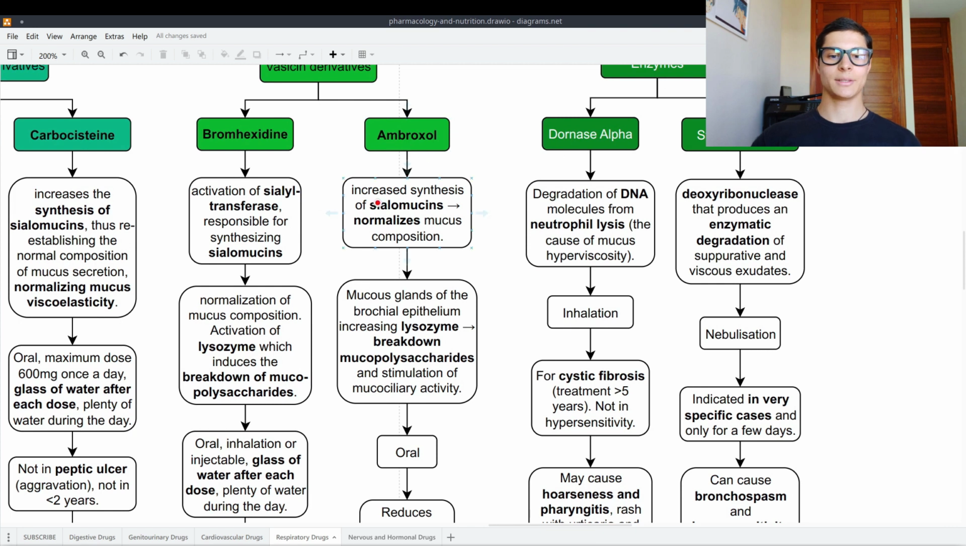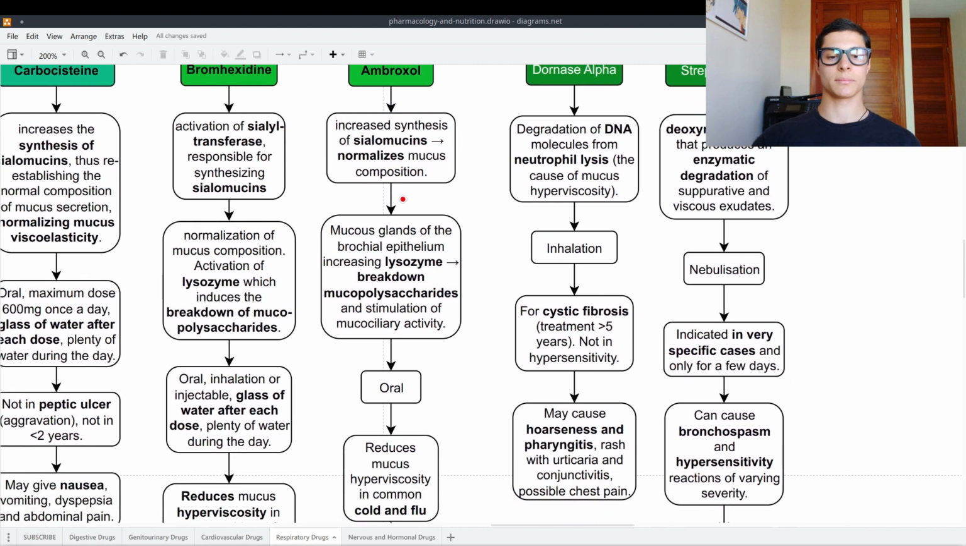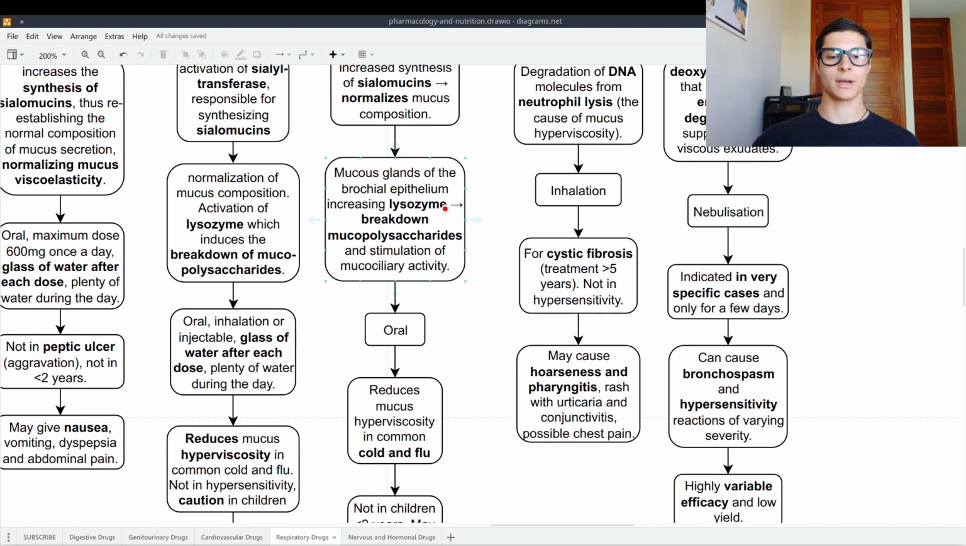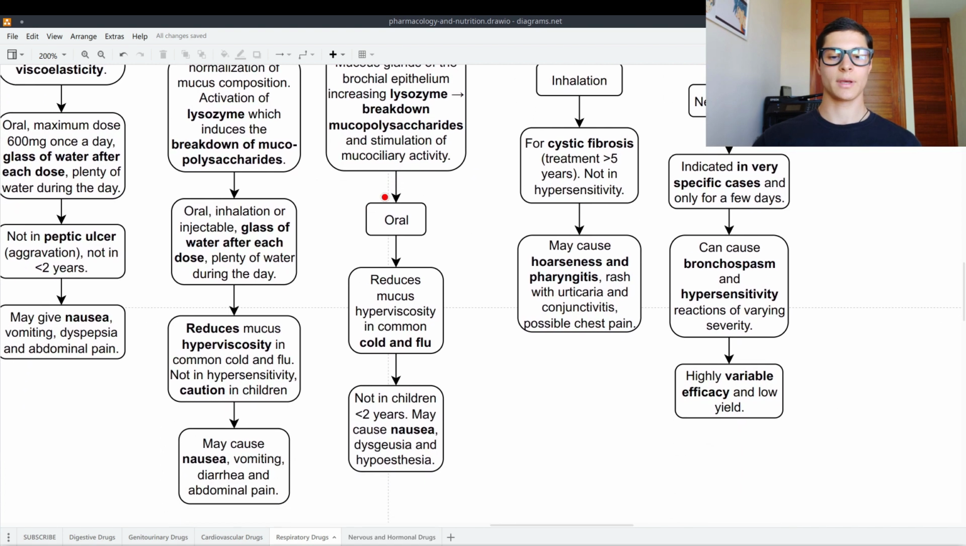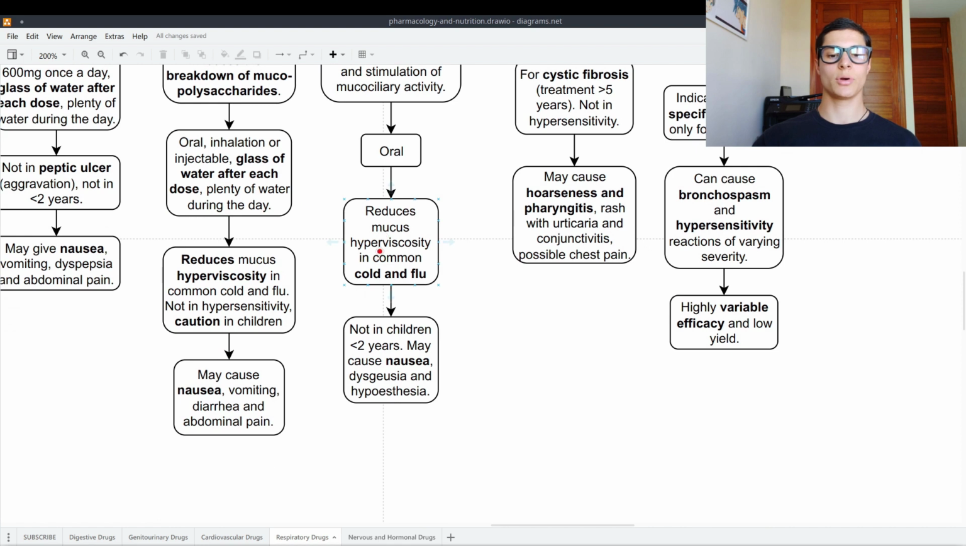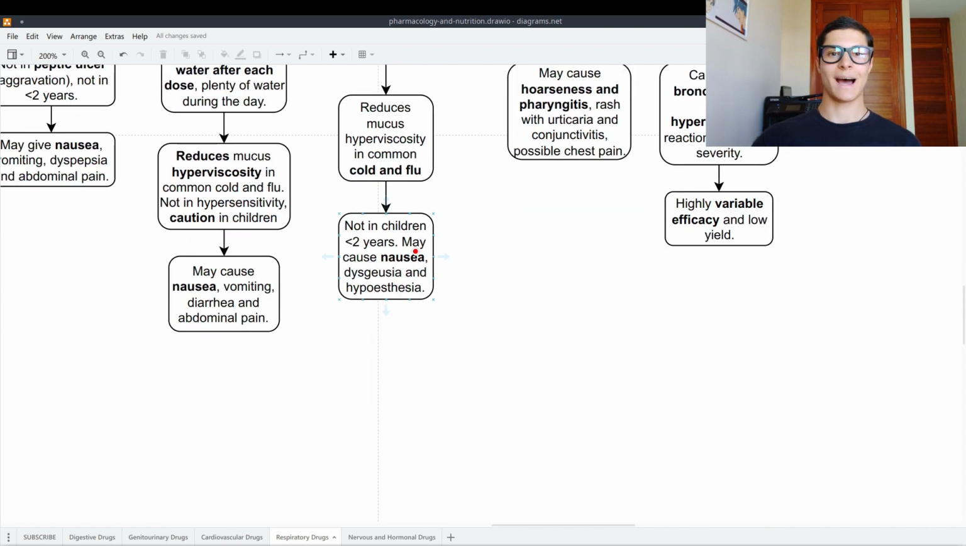Then the ambroxol. It increases the synthesis of sialomucins and it normalizes the mucus composition. There is also an increase in lysozyme, which promotes the breakdown of mucopolysaccharides and the stimulation of mucociliary activity. Taken orally, it reduces the mucus hyperviscosity in common cold and flu, not in children under 2 years of age, and it may cause nausea, dysgeusia and hypoesthesia.